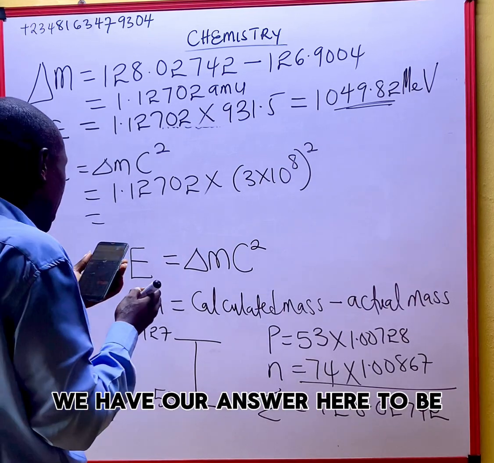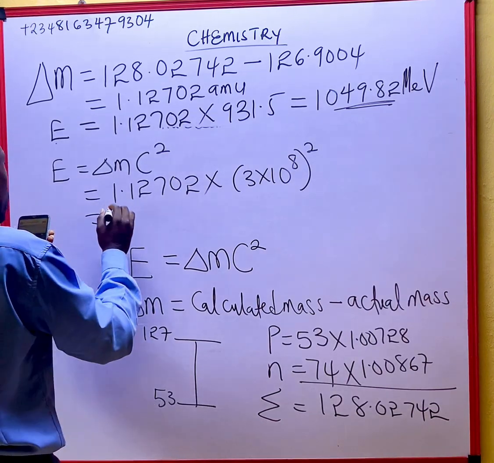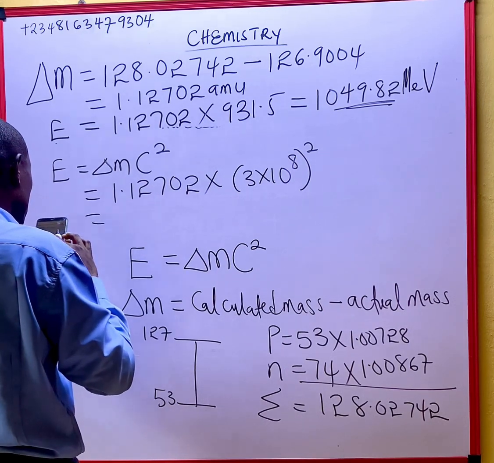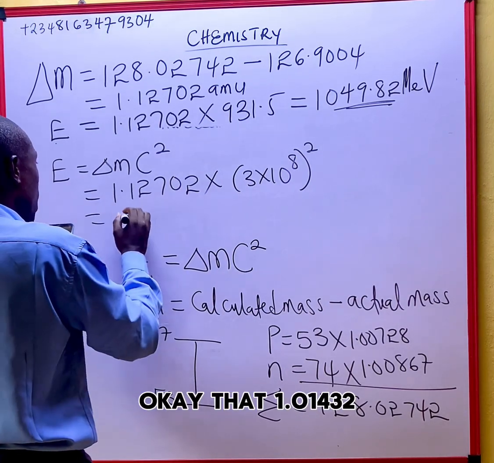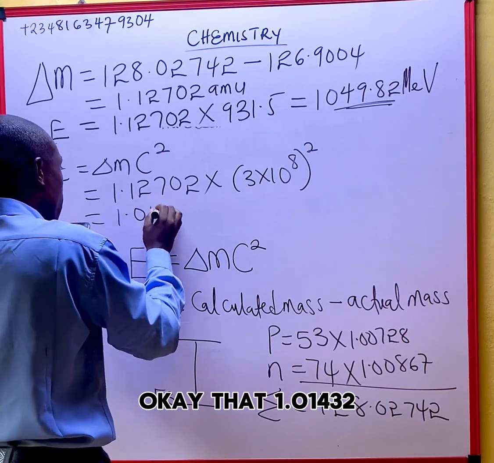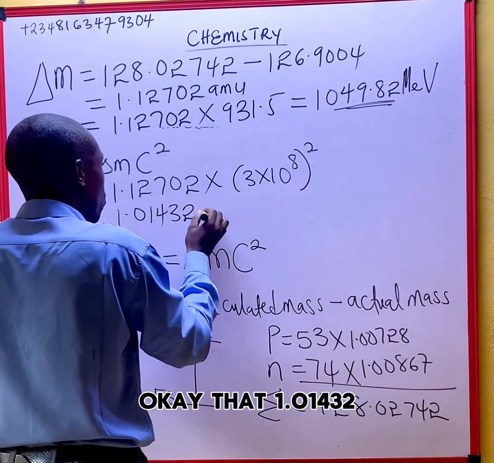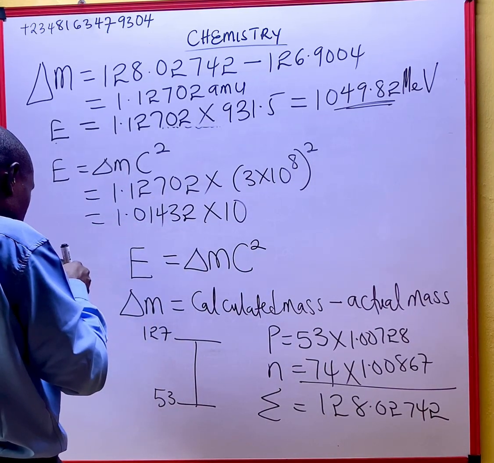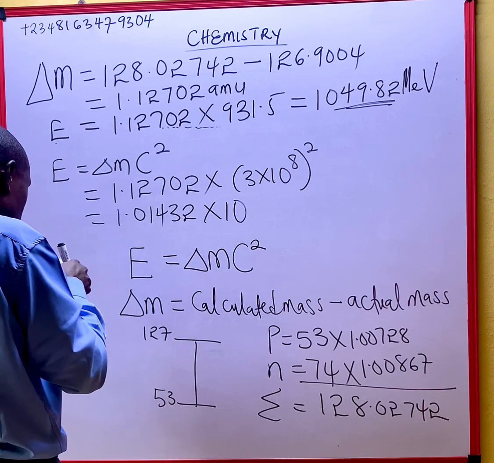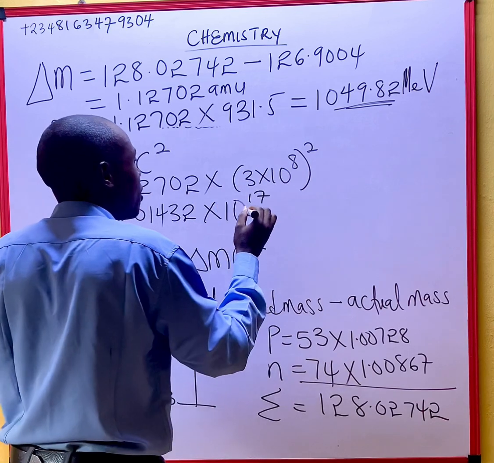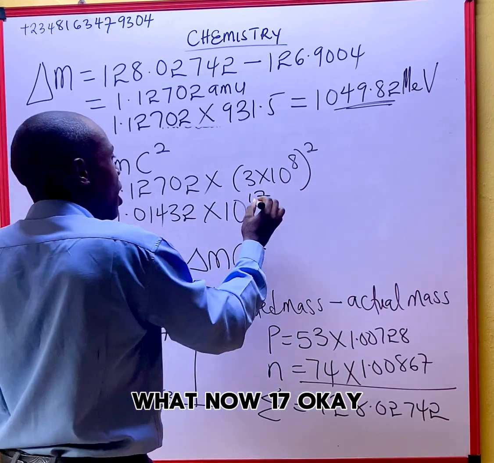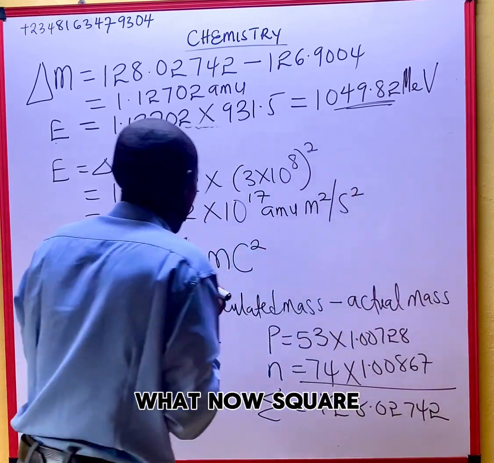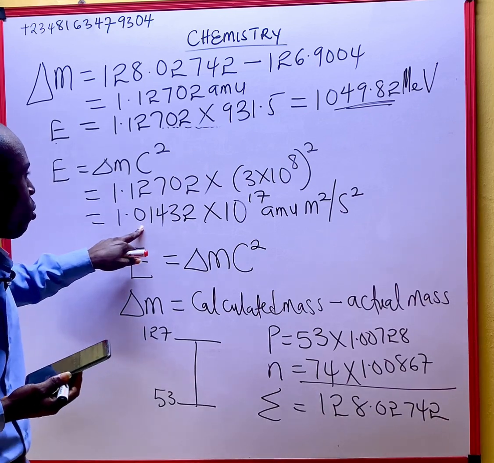We have our answer here to be 1.01432 multiplied by 10 raised to power 17, in AMU meter squared per second squared. So this is my answer, my nuclear binding energy.